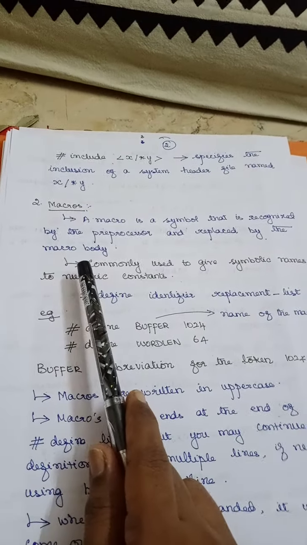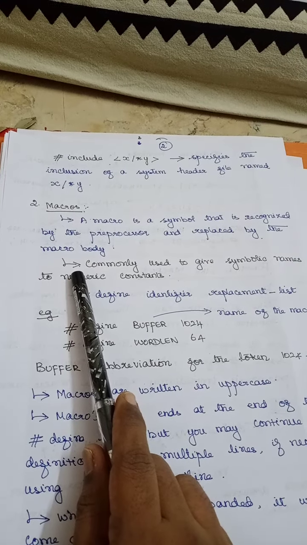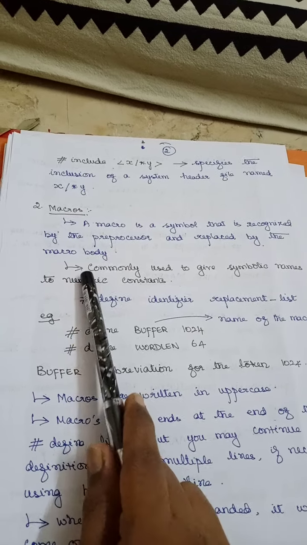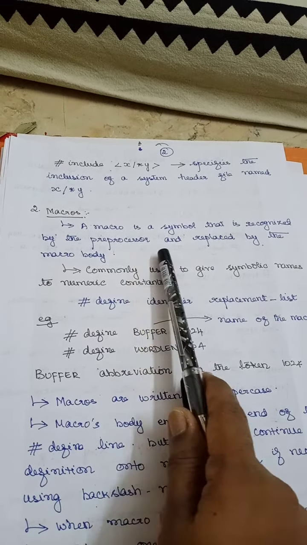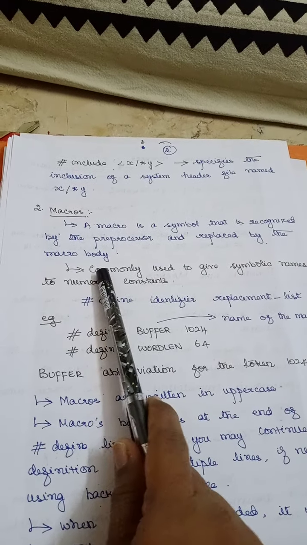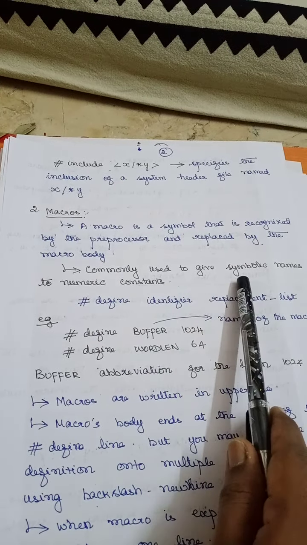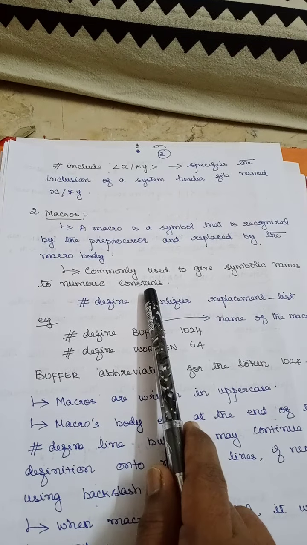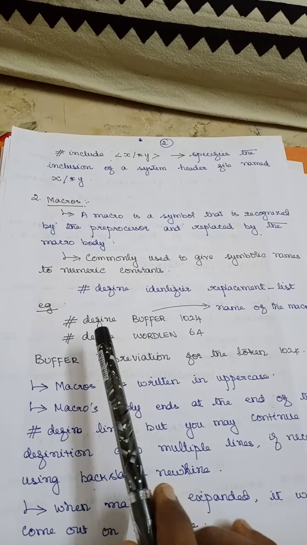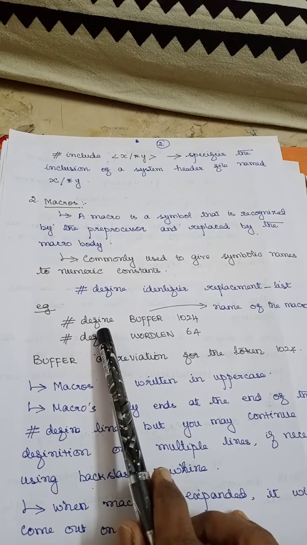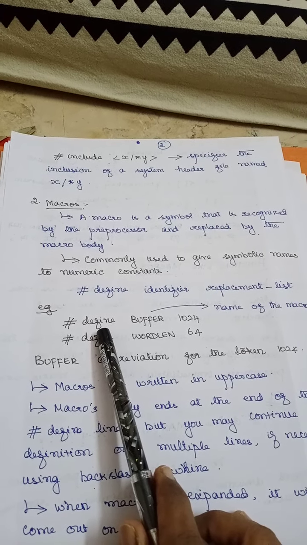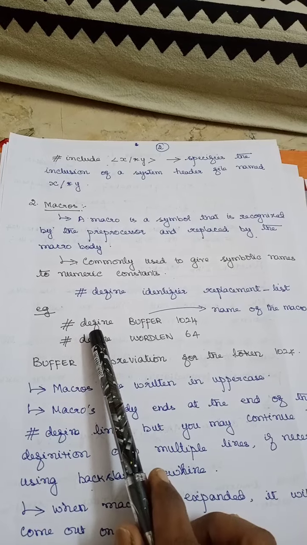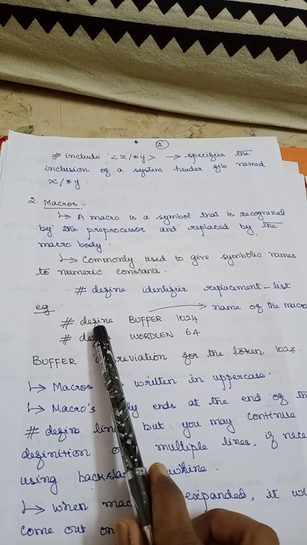And the next one is the macro. A macro is nothing but an abbreviation. It is a symbol that is recognized by the preprocessor and replaced by the macro body, and is commonly used to give symbolic names to numeric constants. Generally we use hash define to define a macro. For including your header file you have hash include; for defining the macro you have hash define.